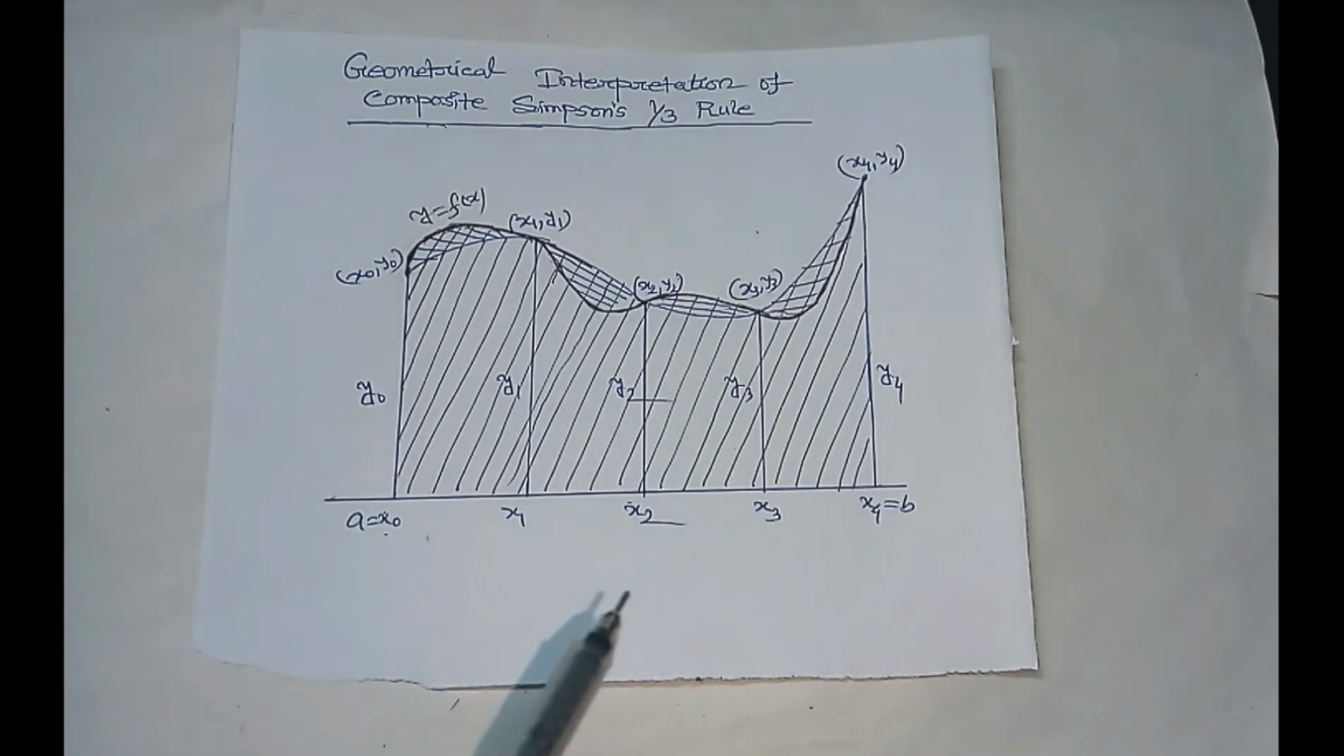As the number of sub-intervals increases, the amount of error decreases. To get the accurate result, we need more and more sub-intervals. So the result will be more accurate if we use more intervals. So this is the geometrical interpretation of composite Simpson's one-third rule. Next we consider one example.